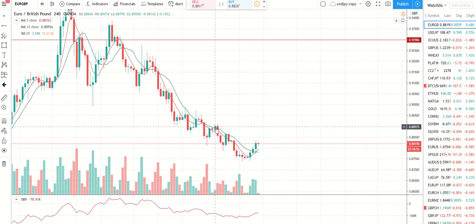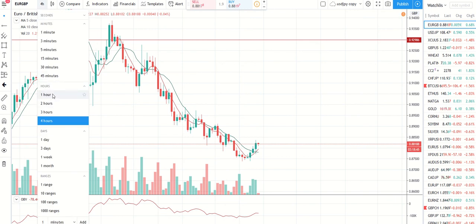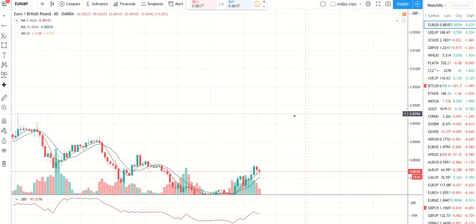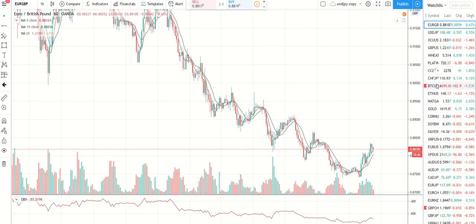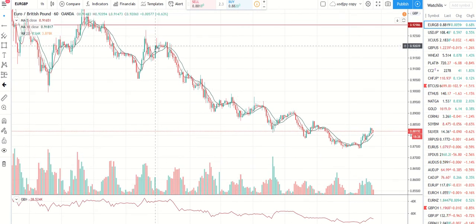Okay, so we got in on the 1st. I can't remember the exact time, but you can see there we've made that lower low and a lower high. So I'm going to head down onto the 1 hour chart. And again, you're getting that perfect pattern. For a new trader, I would advise looking for this kind of pattern. It is the simplest one to trade.